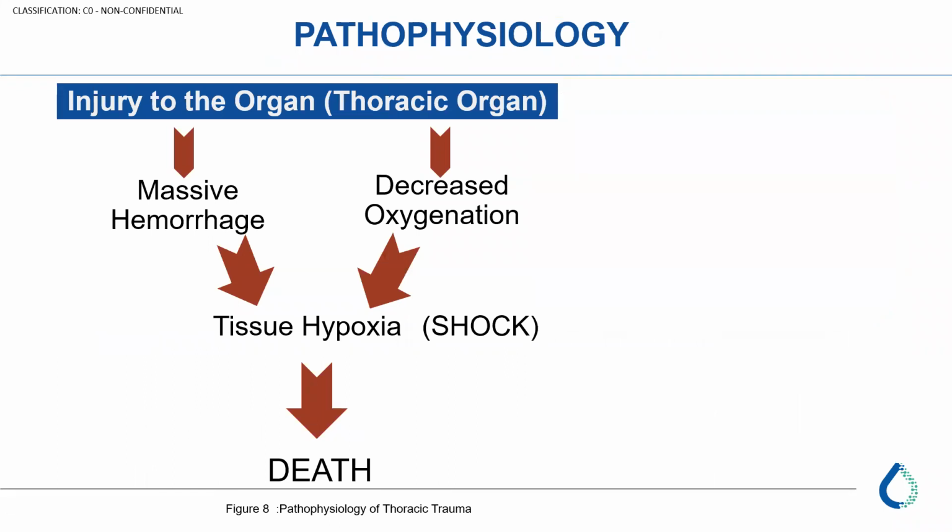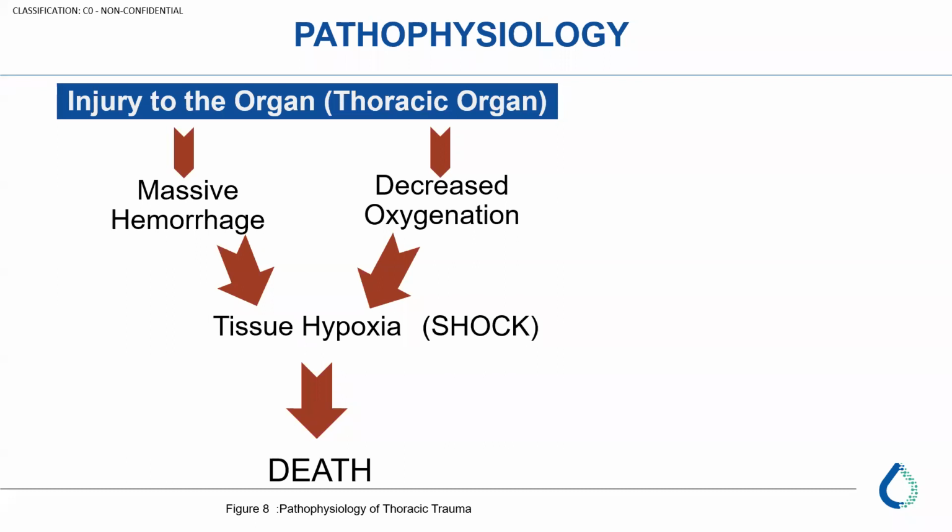So chest trauma is broadly categorized into 2 areas. You'll see here: massive hemorrhage and decreased oxygenation. Let's discuss massive hemorrhage. What are the causes of massive hemorrhage? Especially, remember the mediastinum that I mentioned to you.